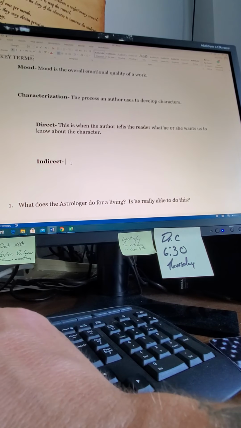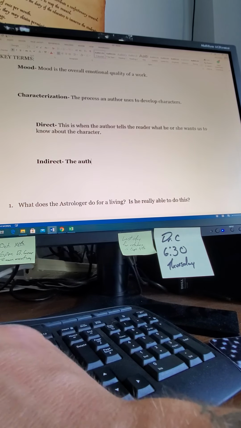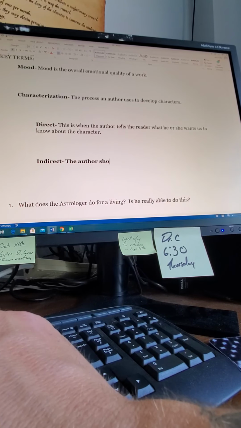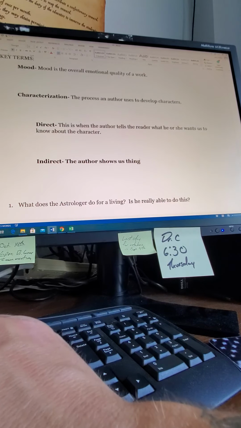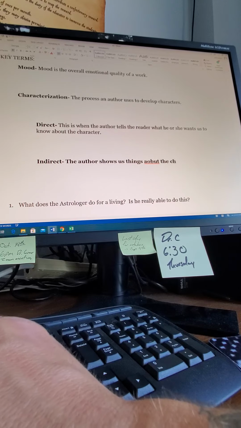So indirect characterization, the author shows us things about the character.